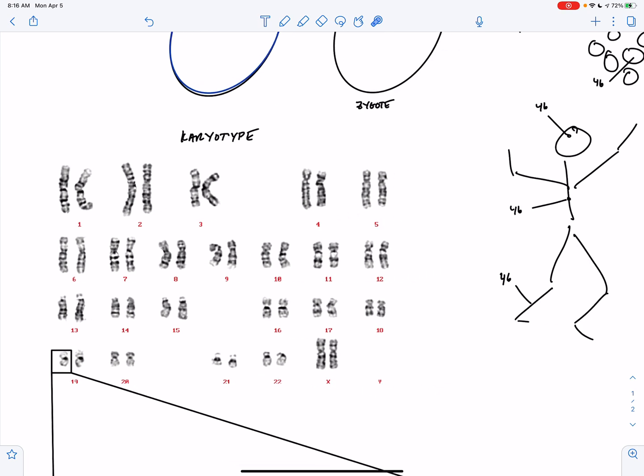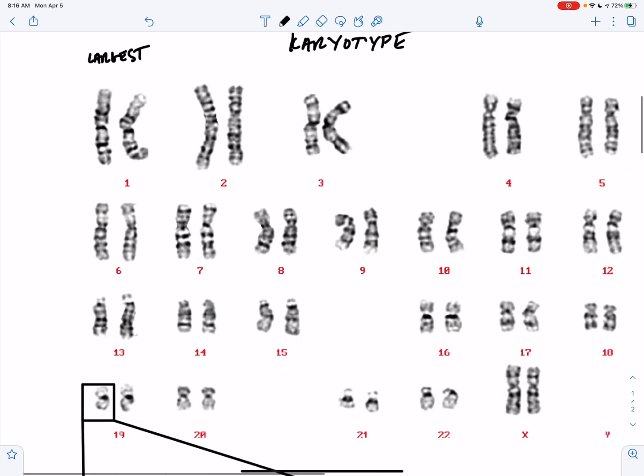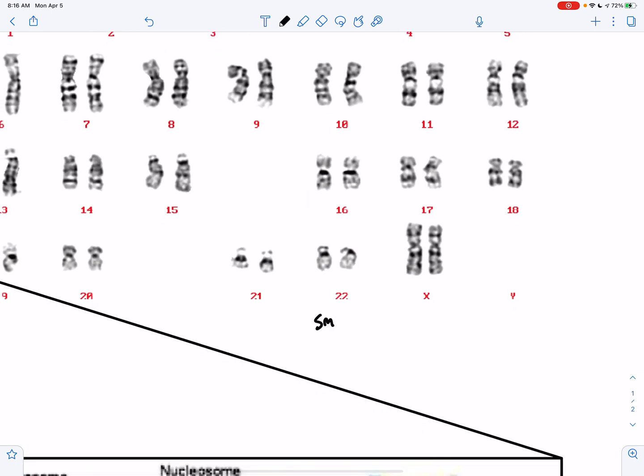Now, the way you organize a karyotype is you start with the largest set of chromosomes and you line it up until you get to the smallest.